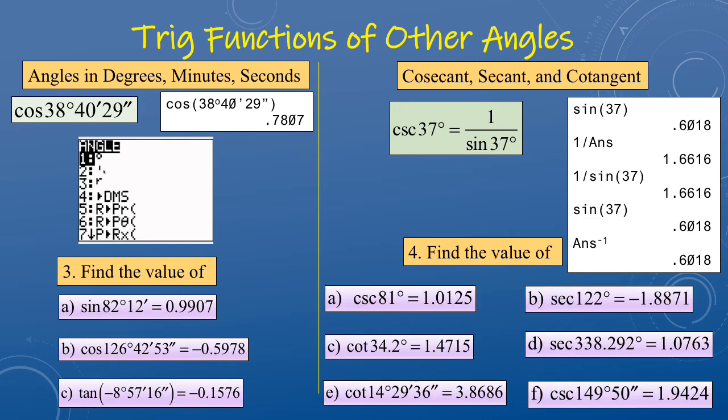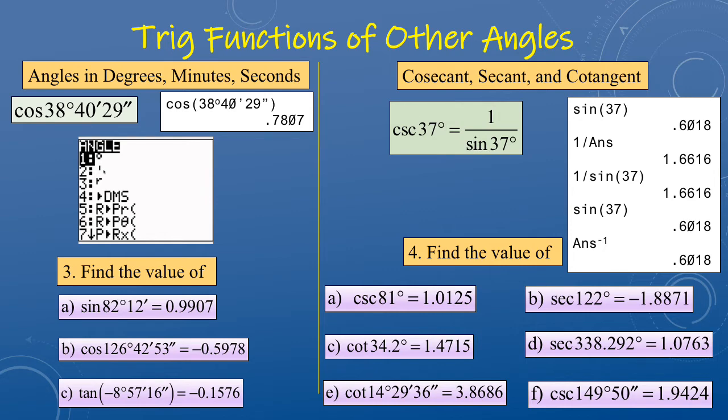Here are 6 problems to try. When doing them, always remember the range of the trig functions. Remember that the secant function and cosecant function will always have values greater than or equal to 1 or less than or equal to negative 1, while the cotangent function can have any value.